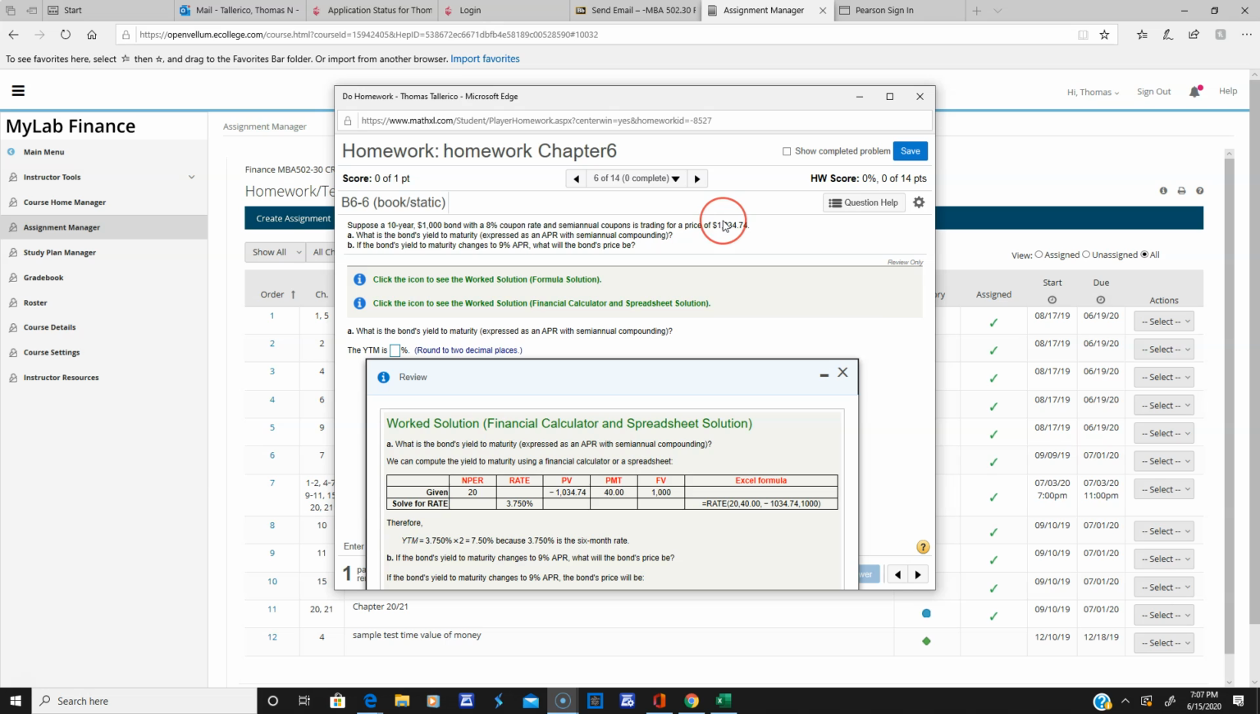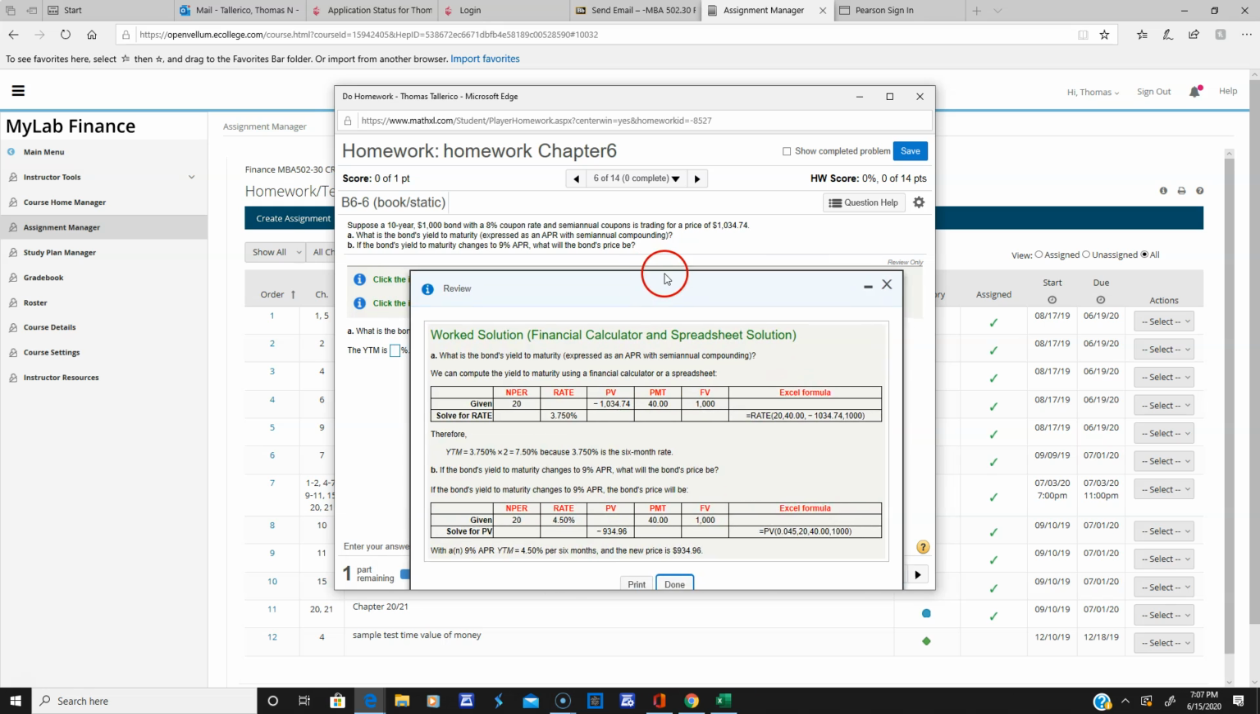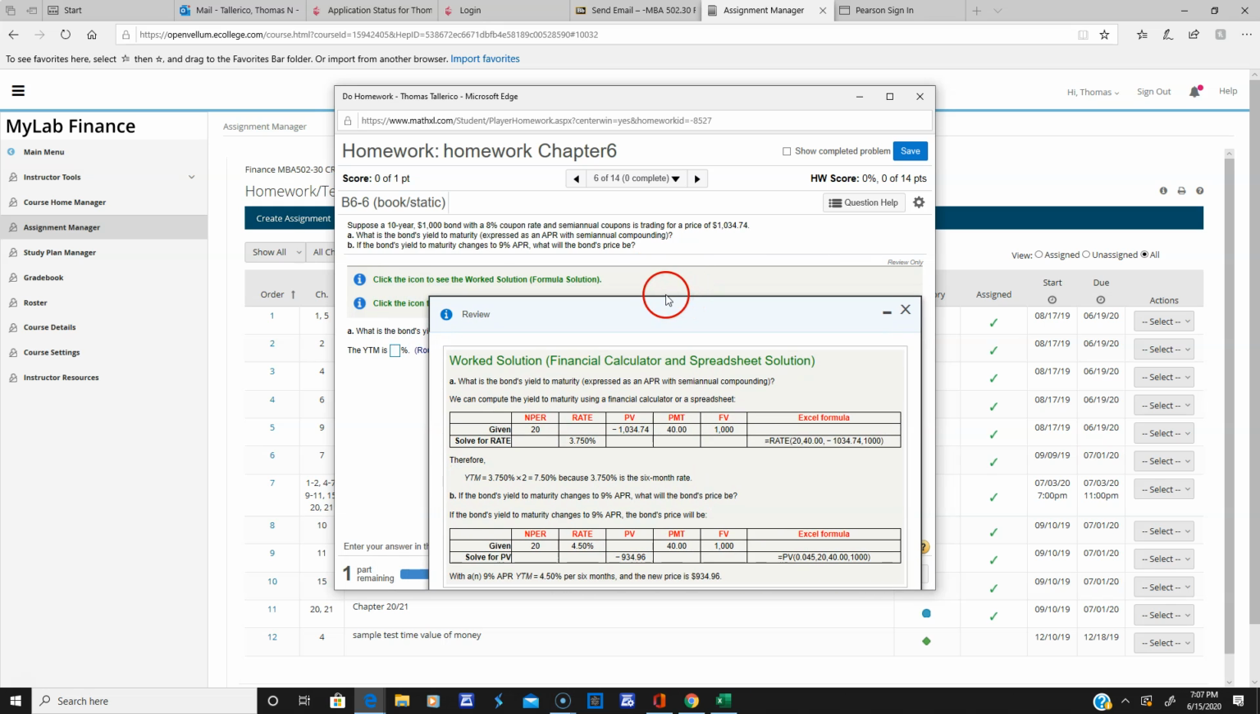And vice versa. So what they want to know is what is the bond's yield to maturity expressed as an annual percentage rate with semi-annual compounding, and if the bond's yield to maturity changes to 9%, what will the bond's new price be? Basically they want to know what the yield to maturity is, and then they want you to change it. All right? So we're going to use Microsoft Excel, and it's real simple. Let's do part A first. You ready?